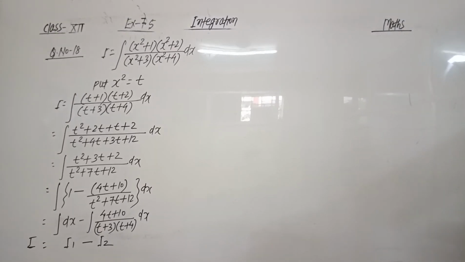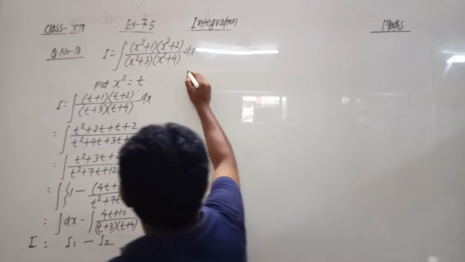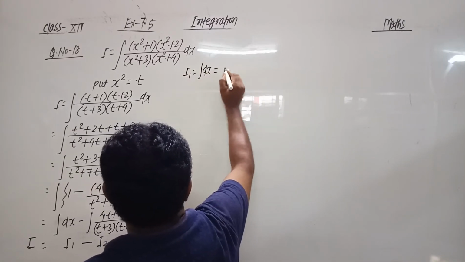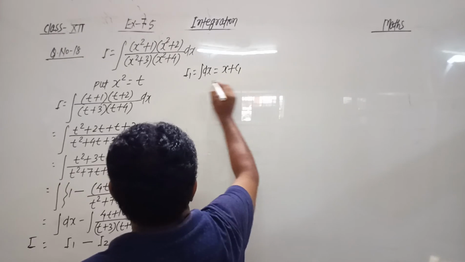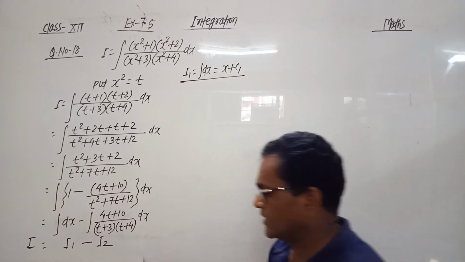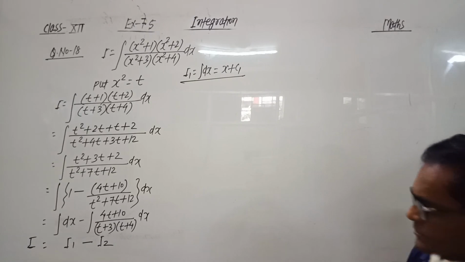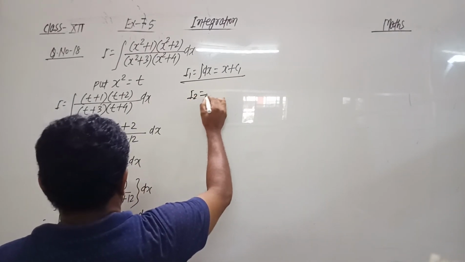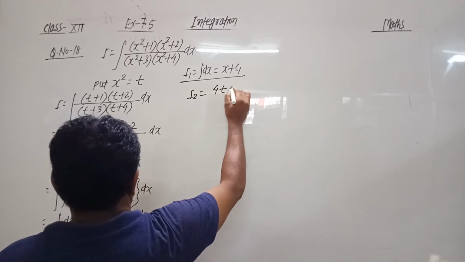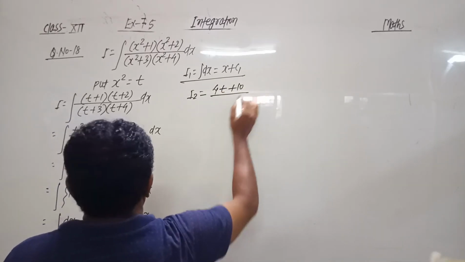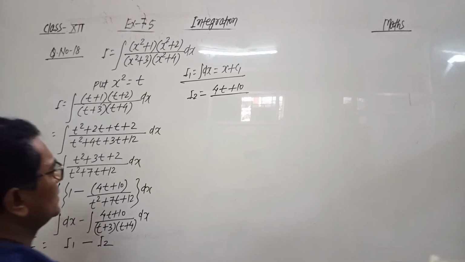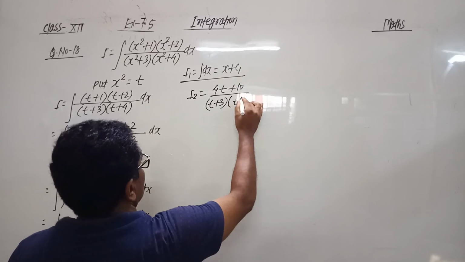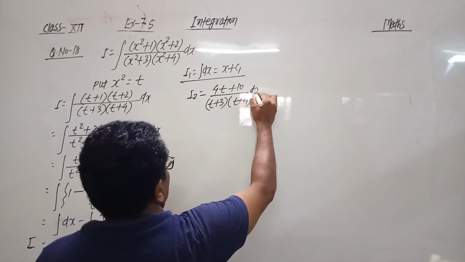So I1 equals integration of dx, and integration of dx is x plus c1. This is the value of I1. Then we solve I2. So I2 equals integration of 4t plus 10 upon t plus 3 and t plus 4, dx.